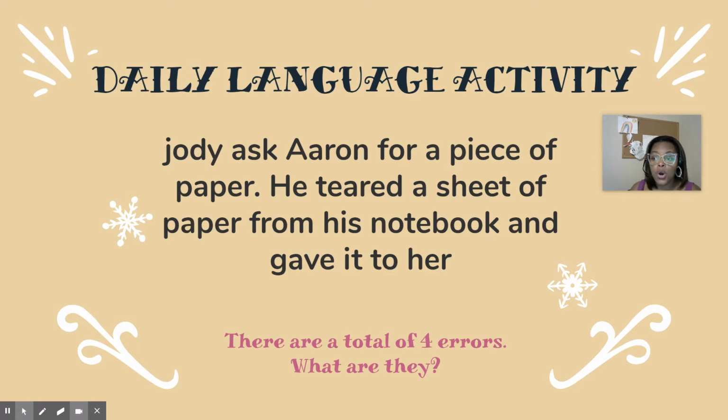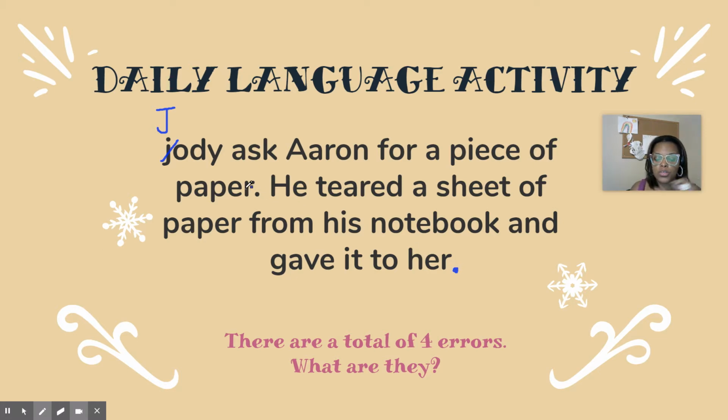Well, first and foremost, all sentences begin with a capital letter. So our first error is right here. Jody is a person. He is a pronoun. He's important. He's special. So he gets a capital, in all sentences and in a punctuation. So we need a period here. But first of all, is it a question? He teared a sheet of paper from his notebook and gave it to her. No, that's a declaration. So we need a period. So that's 2 out of 4.